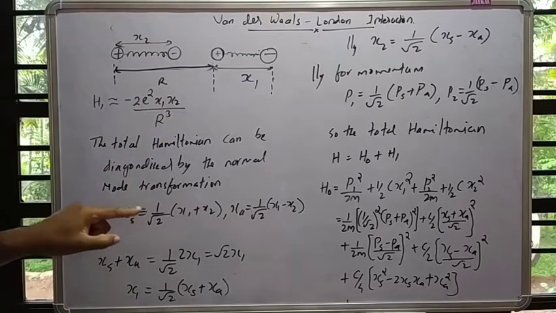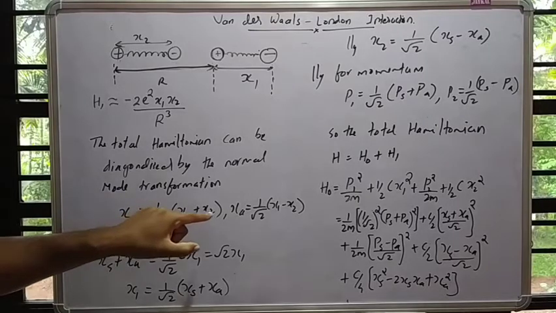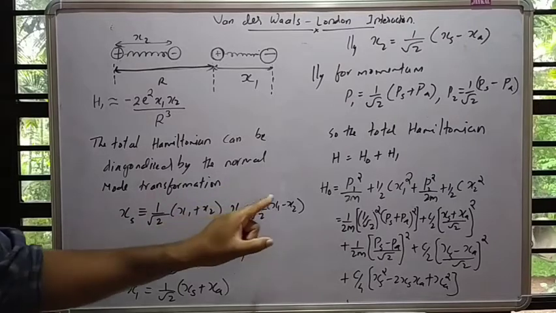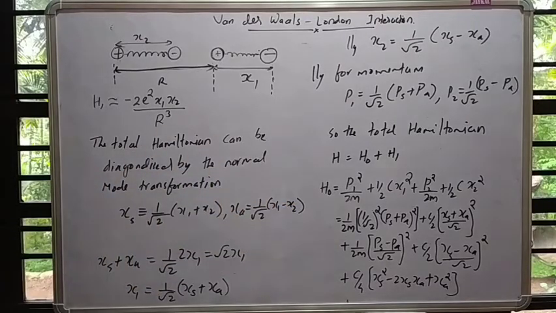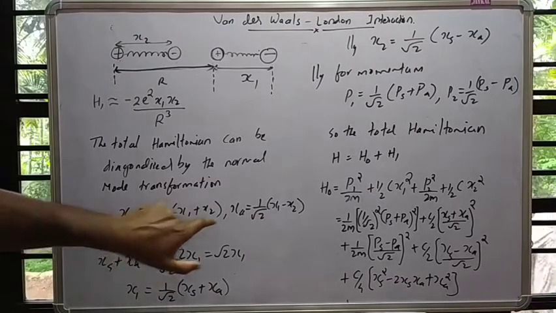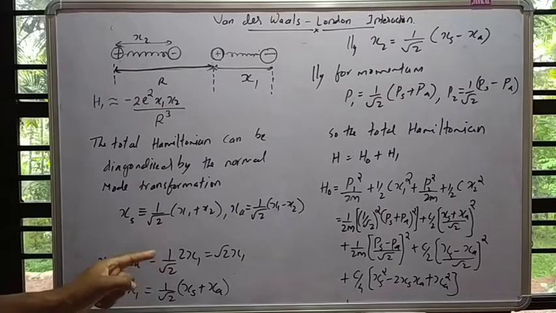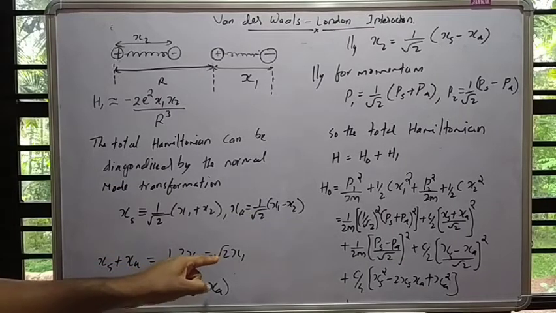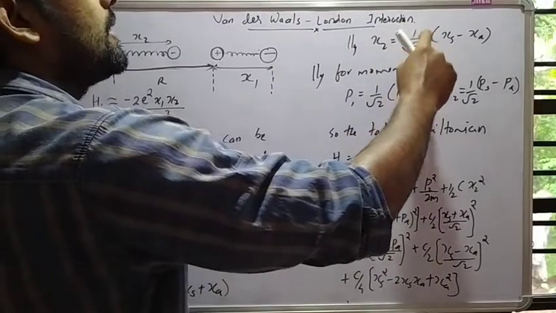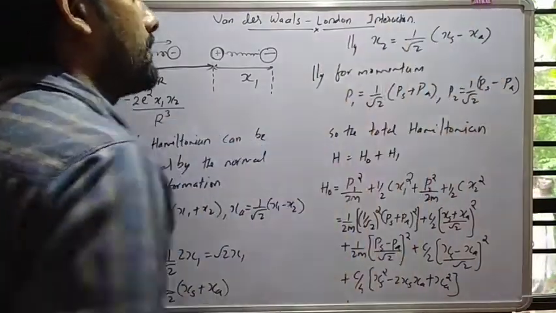So we are taking x_s is equal to 1 over under root 2 into x1 plus x2, and x_a is equal to 1 over under root 2 into x1 minus x2. From these equations, when we add the right-hand sides, we get x_s plus x_a is equal to under root 2 x1, so x1 is equal to 1 over under root 2 into x_s plus x_a. Similarly, we get x2 is equal to 1 over under root 2 into x_s minus x_a.